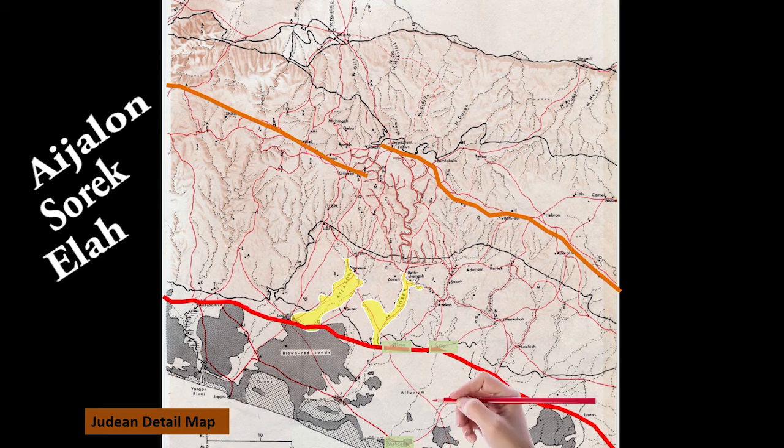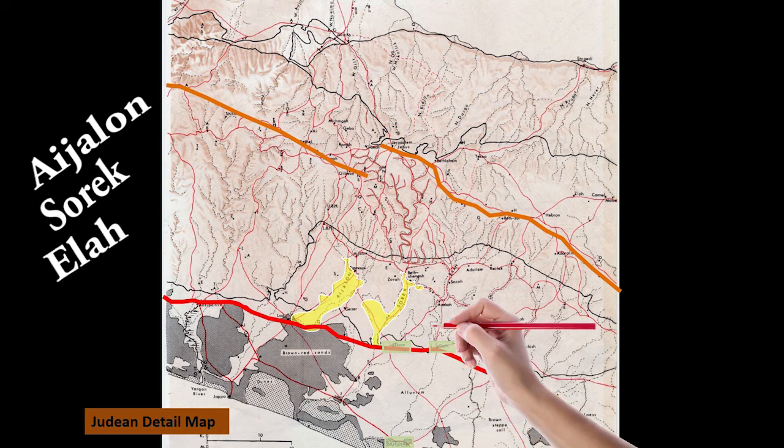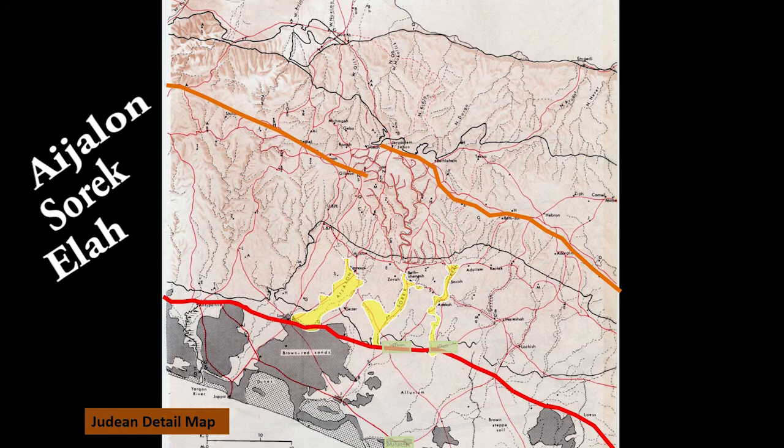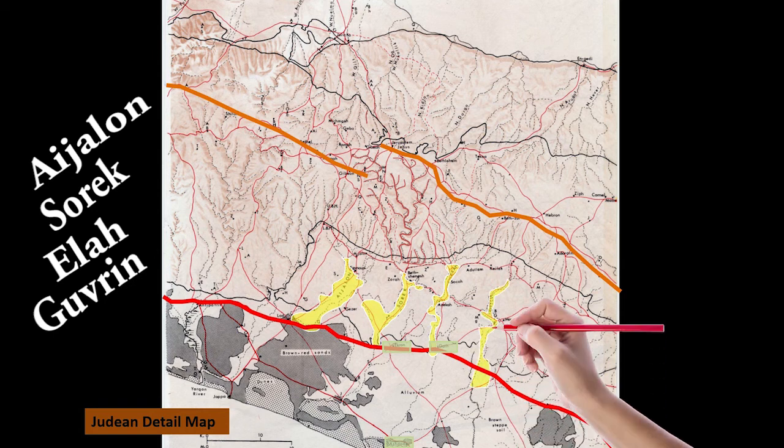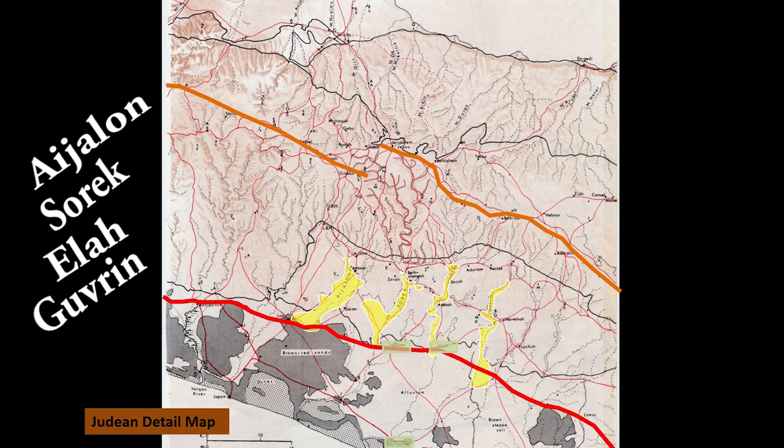The third valley, coming from north to south, is the Elah Valley. Notice Gath here is the Philistine city that controls access into the Elah Valley. You will see in the Elah Valley cities such as Azekah and Soko. These are the homes of the David and Goliath events. The next valley further to the south is the Guvrin Valley, and you will see in this valley Marashah or Bet Guvrin. Go ahead and shade in both the Elah Valley and the Guvrin Valley.